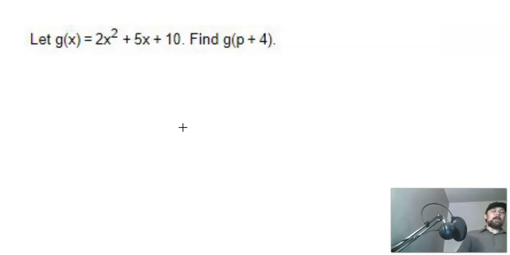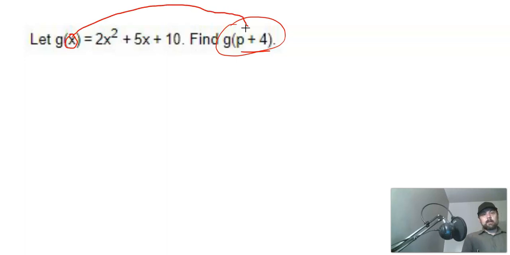So not only can you use function notation to indicate that you want to plug in a number, you can use function notation to indicate that you want to plug in an entirely new variable or variable expression, which is what they're doing here. So g of x is equal to 2x squared plus 5x plus 10. They want me to find g of p plus 4. So again, notice the substitution there. They've replaced x with p plus 4.